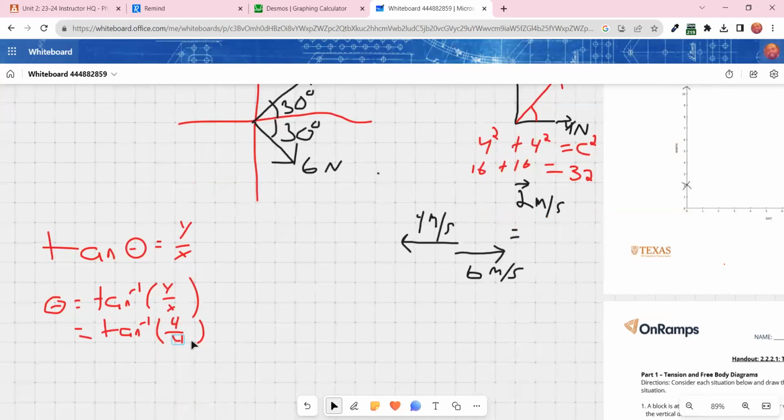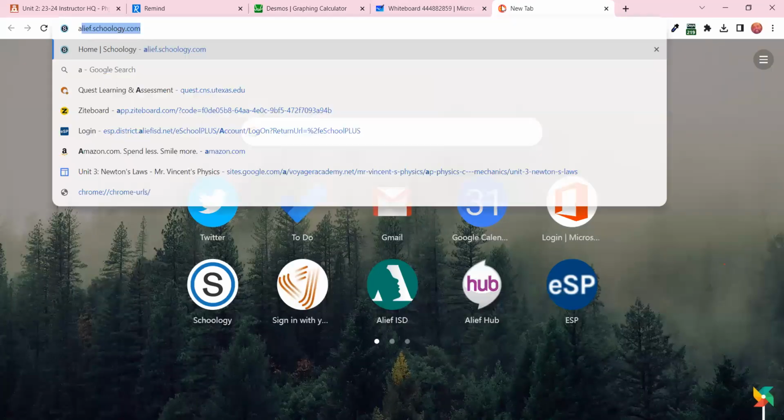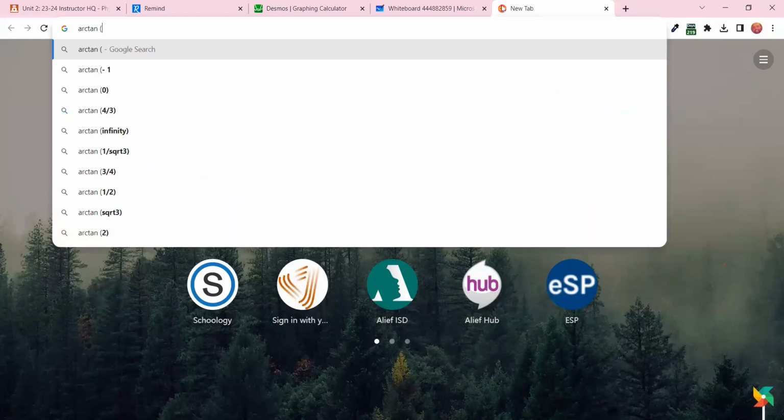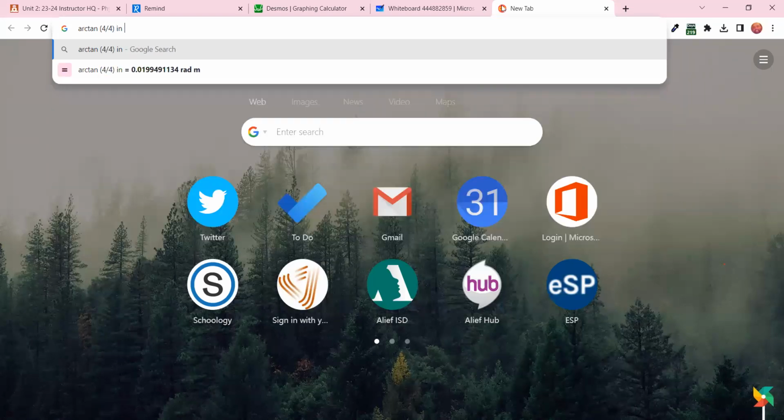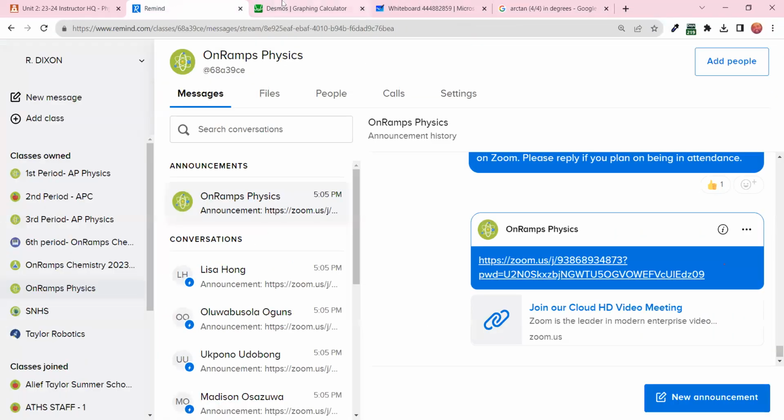We have the arctan of 4 over 4. And that simply is, over here, arctan, and then on your calculator, just press tan twice. Arctan of 4 over 4. Ooh, that's weird. Why is it doing that for this? No, I'll do it on the Google calculator. That works. Arctan of 4 over 4 in degrees. Okay, 45 degrees.